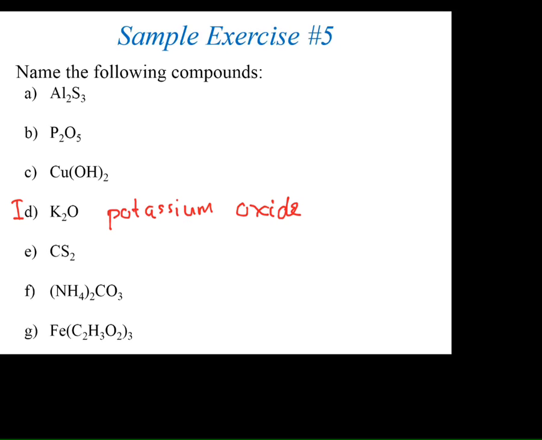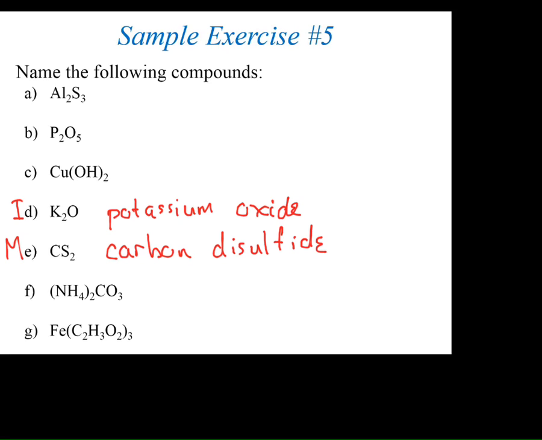Okay, next one. Ionic or molecular? Molecular. Carbon and sulfur are both non-metals. So how would I name that? Carbon, and again, you don't use mono if the first one's only one. And 2 sulfurs, disulfide. Correct.